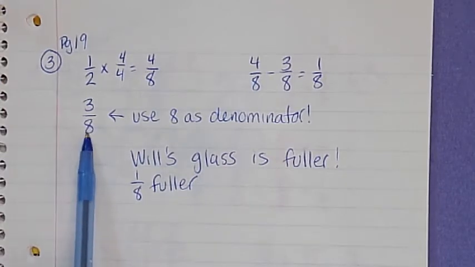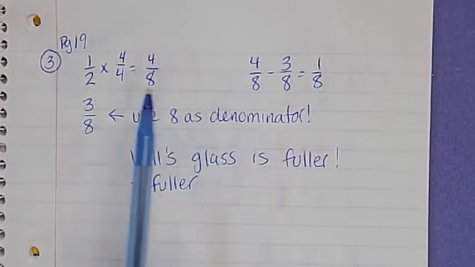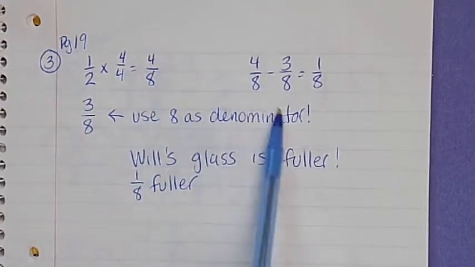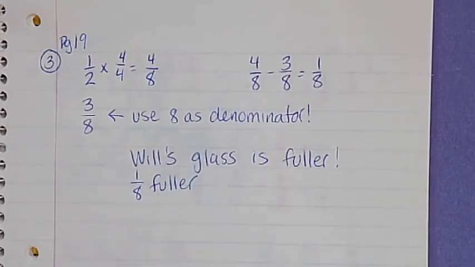I know that 8 is an even number, so 2 is one of the factors of 8. So I'm going to use 8 as the denominator, so I only had to change 1/2. 1/2 is equivalent to 4/8. 4/8 is bigger than 3/8, so that's how I got Will's glass is fuller.